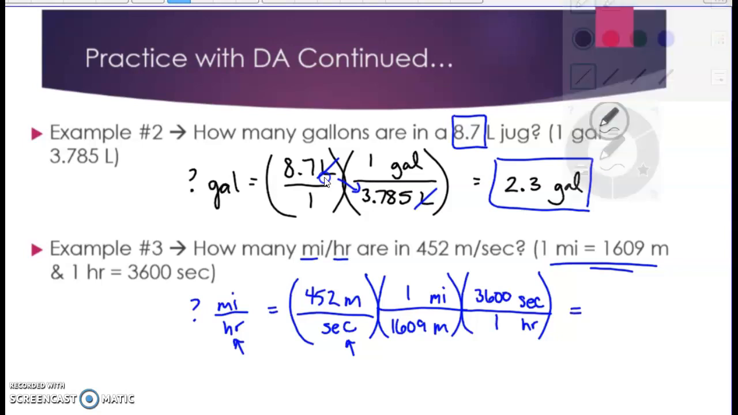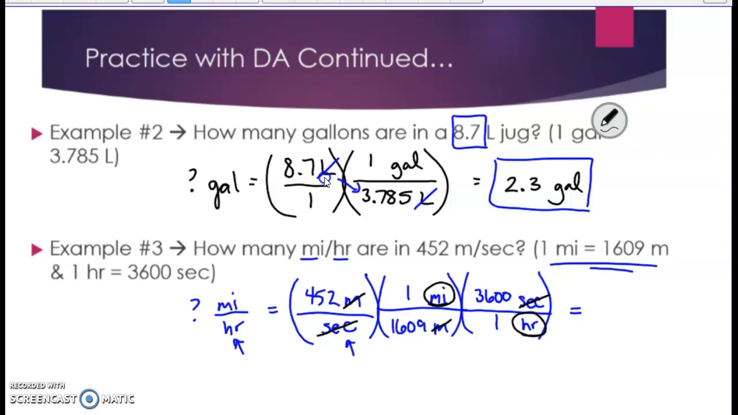And then I can cross out stuff that is top and bottom. Meters goes away. Seconds goes away. And I'm left with miles per hour. Now, mathematically, you solve this however works best for you. I like to just take anything on top and multiply, and then divide by the numbers on the bottom and ignore the ones. If it's better for you to multiply straight across for both, and then divide, that's fine.